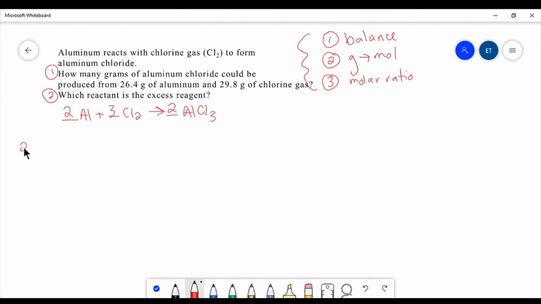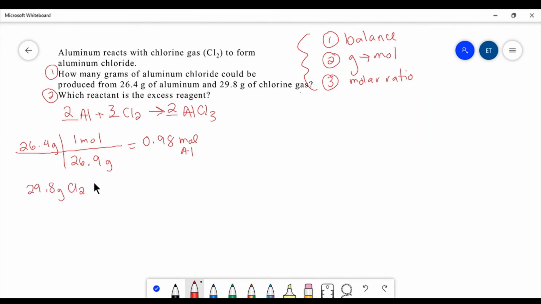And now I'm going to convert the grams that were given for each reactant to moles. So we know that aluminum is 26.9 grams. That gives us a total of 0.98 moles of aluminum. Then we have 29.8 grams of chlorine gas.